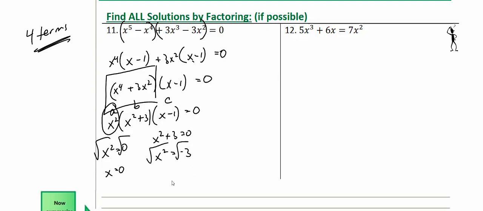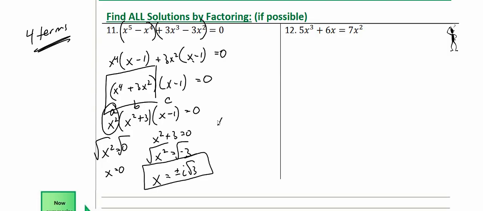Square root, x equals, when I square root in a problem, I get plus or minus, okay? Remember, the negative inside of a root is an I, square root of 3. Okay, those are my answers there.